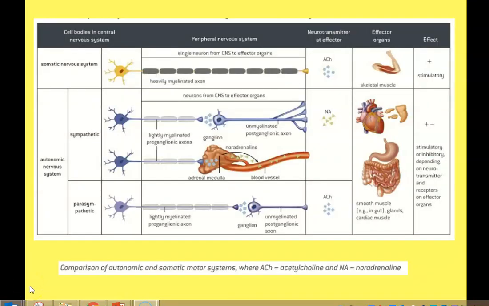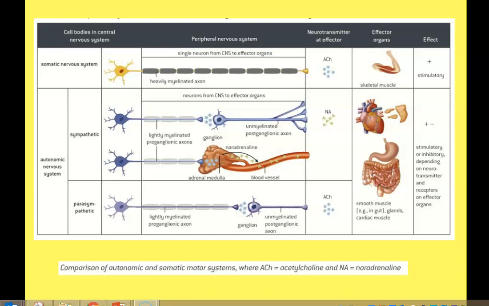This is a nice table which shows the whole of the peripheral nervous system in a summary form. So on the top row there, you've got the somatic nervous system, and remember that's your voluntary reactions. So that's where we're going to have stimulation of skeletal muscle by choice, so that you can move your arm, etc. And the thing to note there is that the neurotransmitter is acetylcholine, that's ACh, that's what that stands for.